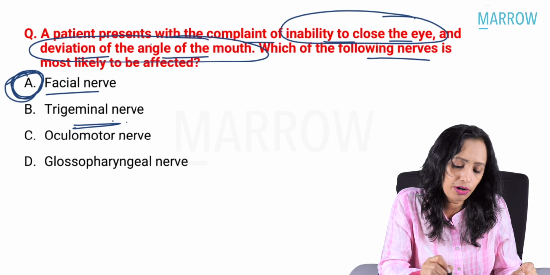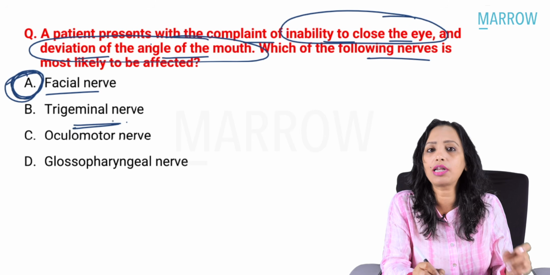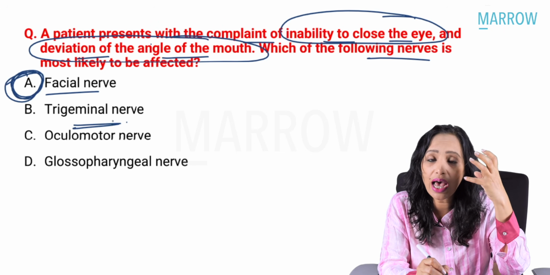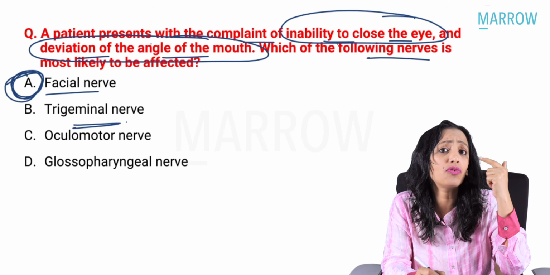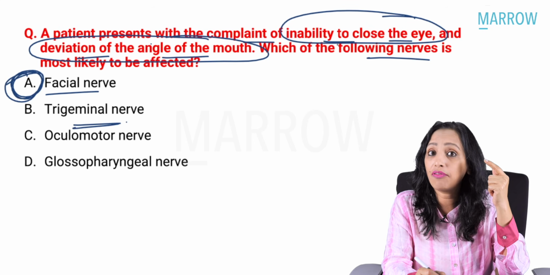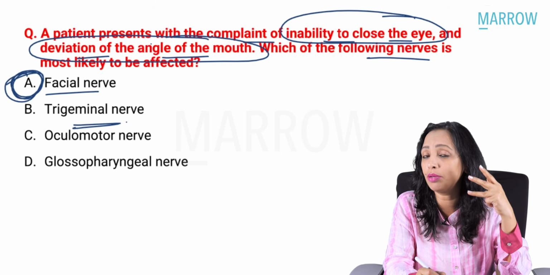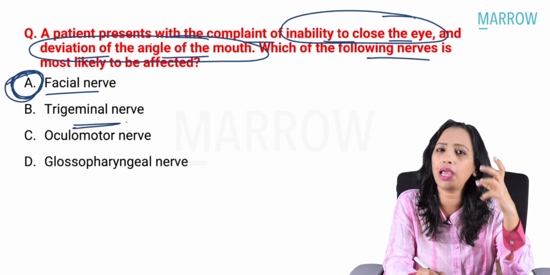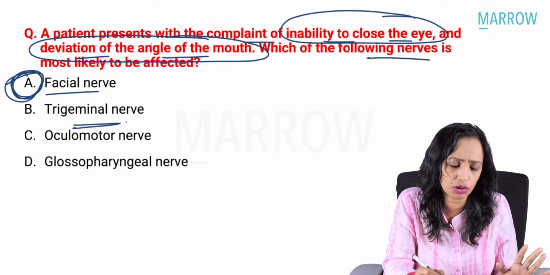Trigeminal nerve. What is trigeminal? Trigeminal is mainly a sensory nerve. So, which feature of the eye will be seen? Inability to close the eye? No. In trigeminal nerve involvement, there will be loss of corneal reflex. The sensation of the eye will be gone. Ophthalmic, maxillary, mandibular are the three branches of trigeminal. So, there will be hyperesthesia or severe pain in the sensory distribution of the trigeminal. Never inability to close the eye.